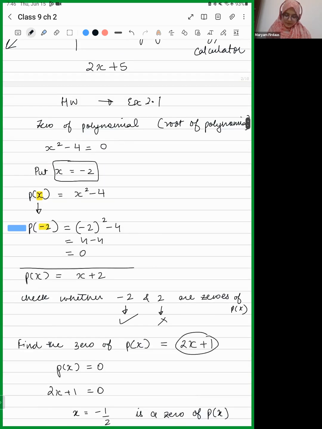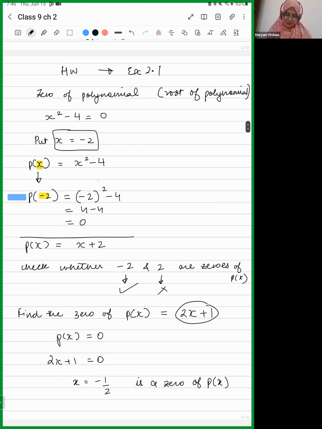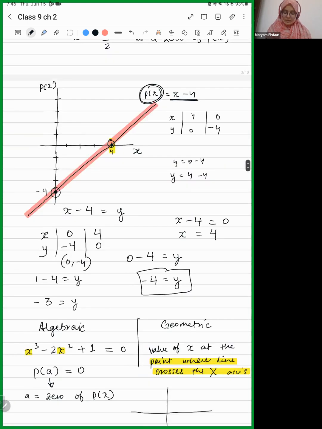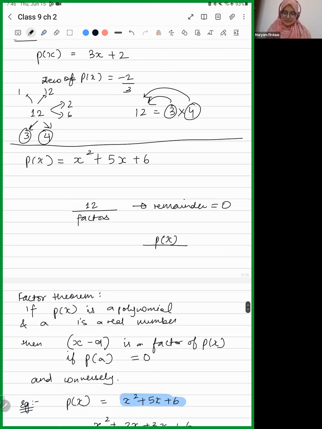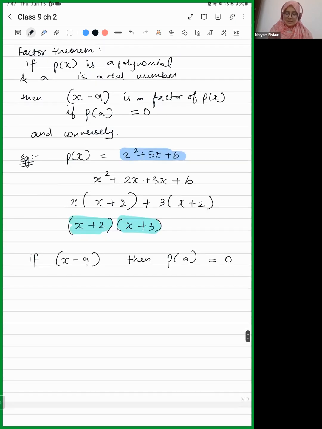P of a is 0 means a is a zero of the polynomial, right? Let's come back to this. Now, what is a over here? We can see it's x plus 2. So what is a? Minus 2. So a is equal to minus 2. So they are saying that minus 2 is a zero of the polynomial.